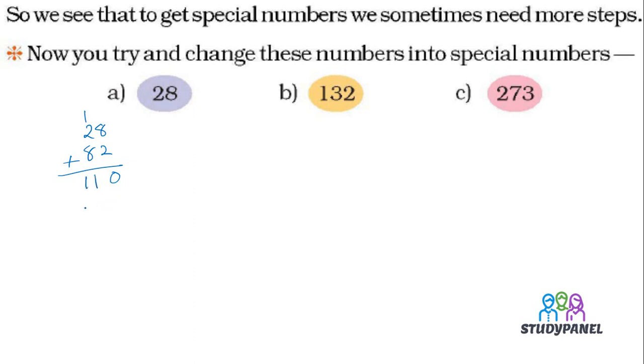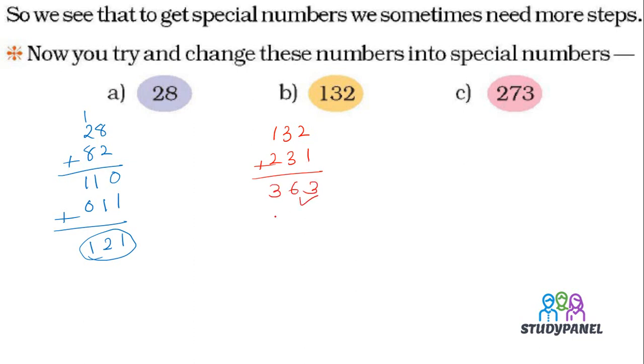So again we'll write in the reverse order. 0 1 1. Again we'll add this. So this is 1, this is 2 and this is 1. So this is a special number because we can read it from both sides equally. Now we'll do the second one. 132. We will write it in reverse order. 2 3 1. If we add this, 3 6 3, this is a special number. That means from both the front and back sides we can read it equally. This is a special number.